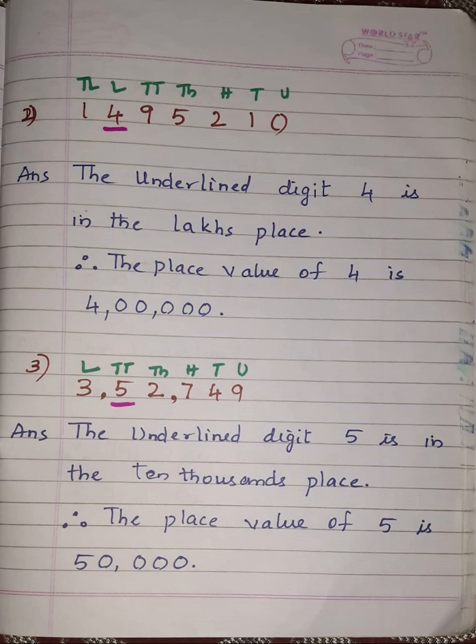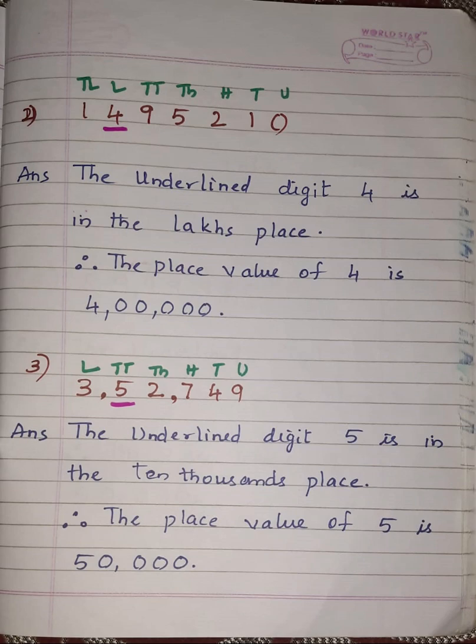Okay, now you see that 5 is in which place? It is in the 10,000s place. So if 5 is in the 10,000s place children, what would be its place value? Its place value would be 50,000. Okay, 50,000. So how will you write in the answer format children?